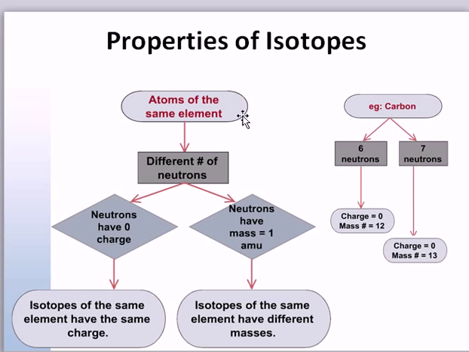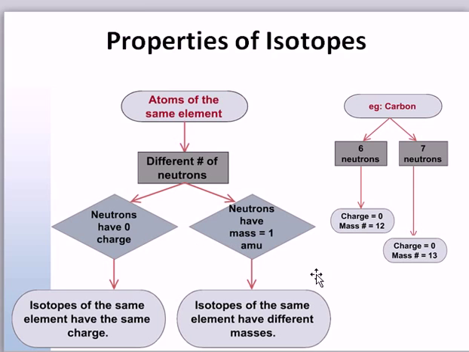While this slide is talking about isotopes, we do know with cations and anions that you can gain electrons, you can lose electrons, so your charge can change. And we also know that you can add neutrons, so your mass can change.